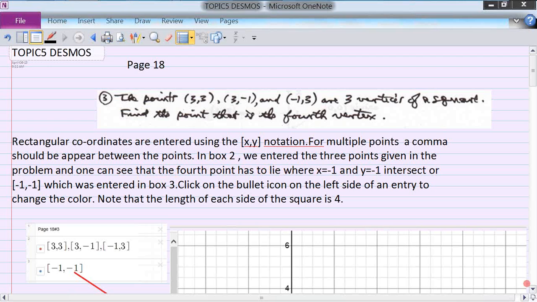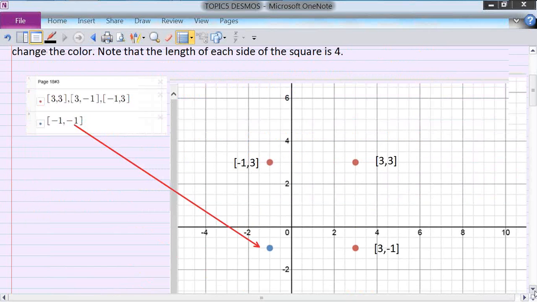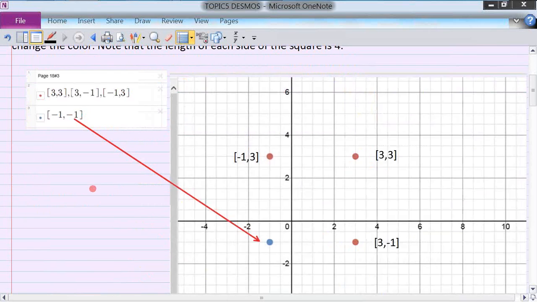The fourth point has to lie where x equals 1, the intersection of x equal to 1 and y equal to 1. Okay, so what do I mean by that? Okay, here are the points. So first of all, we have the point (3, 3). By the way, this is my label that I've labeled. It doesn't appear in Desmos. This is (3, 3) right here. So x is 3, 1, 2, 3, and y is 1, 2, 3.